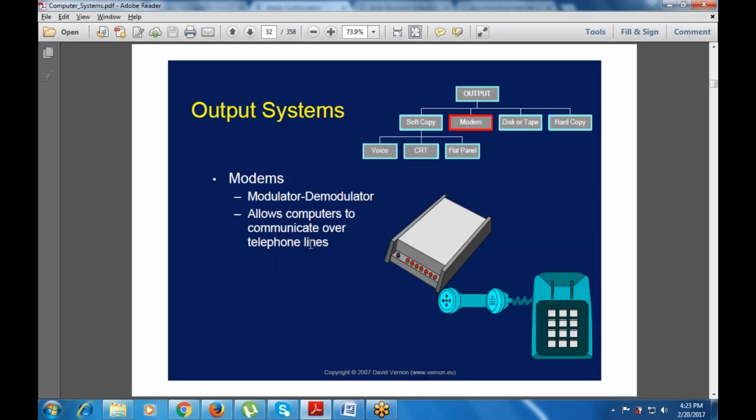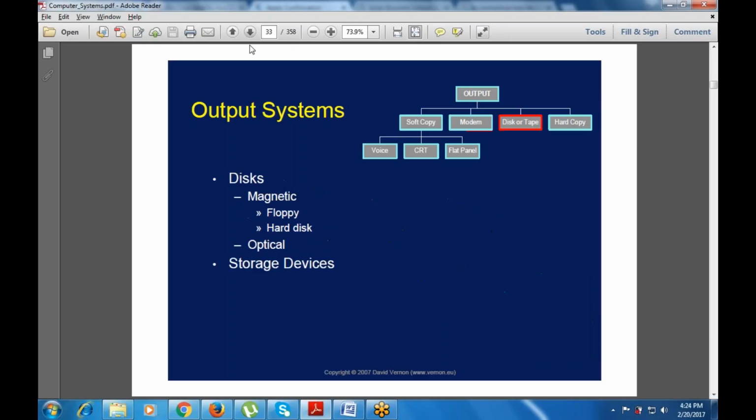The next one is a modem, that is a modulator and demodulator that allows the computer to communicate over the telephone line. Whenever we allow the computer to communicate over the telephone line, that is known as the modem. The next one is a disk, that is a magnetic disk, that may be a floppy disk or a hard disk. The next one is an optical disk, the next one is the storage devices.